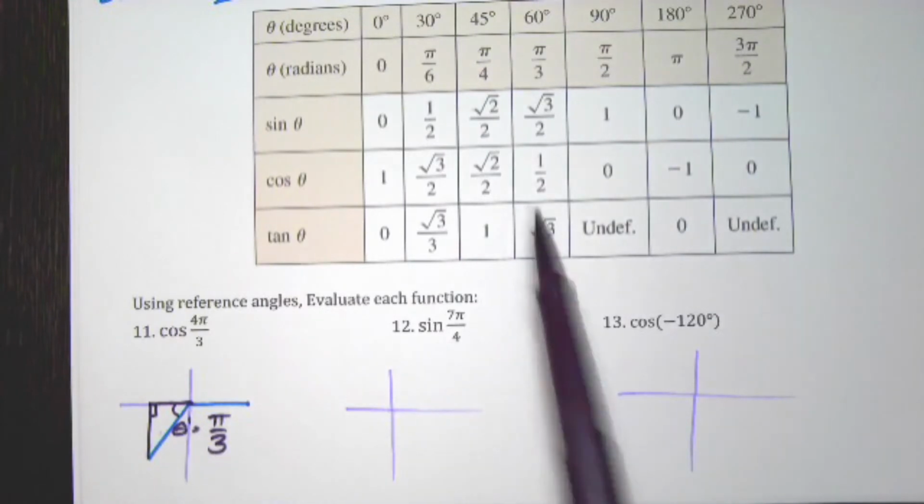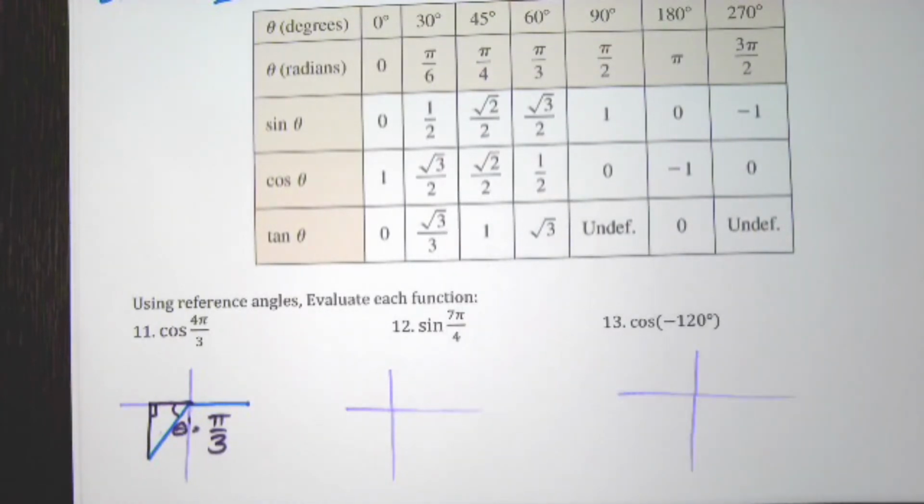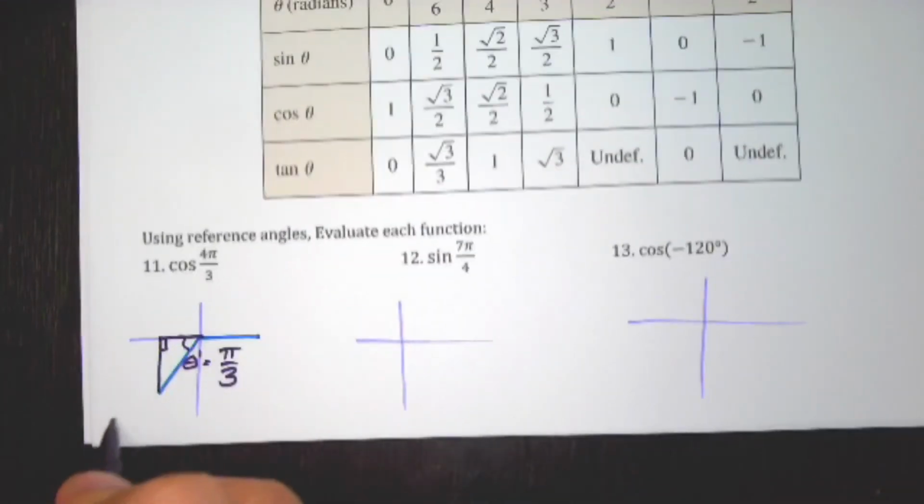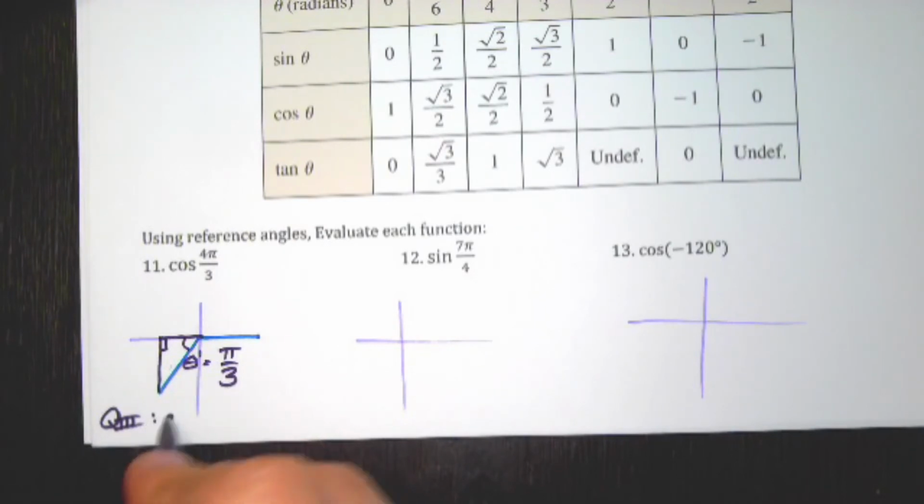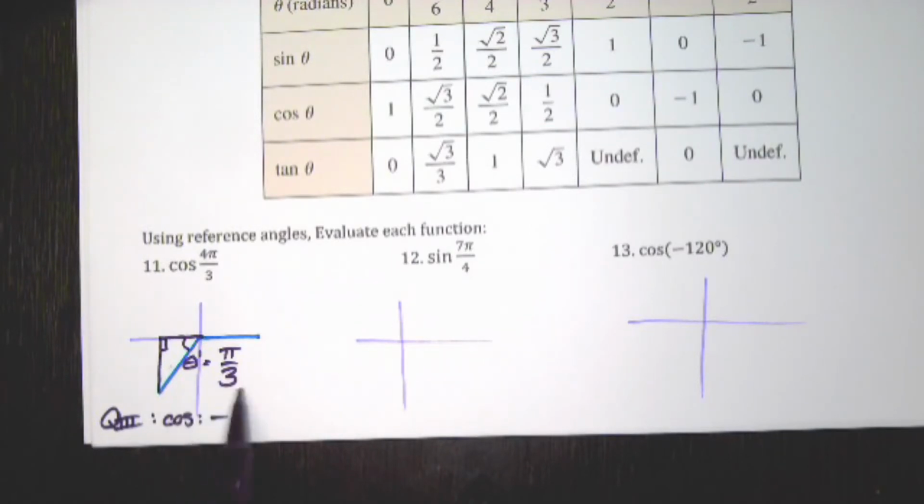So here's where this table or the unit circle starts to come in a little bit more. My reference angle is pi over 3. Well, what do I know about cosine over here? Cosine of pi over 3 normally would be in quadrant 1, but what quadrant are we in? We're in quadrant 3, right? And what do we know about cosine here? We know cosine is going to be negative. So this tells me that cosine here is negative. So what I really have to do is find cosine of pi over 3.